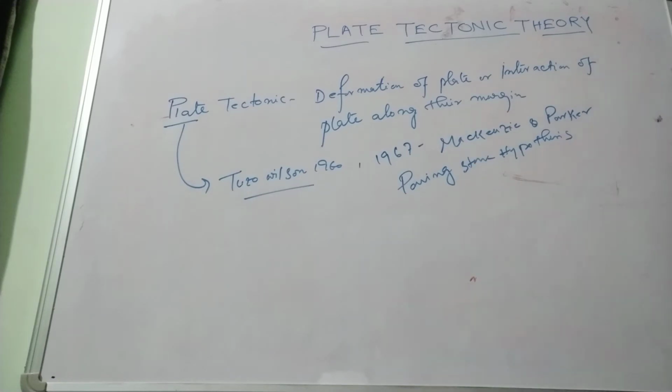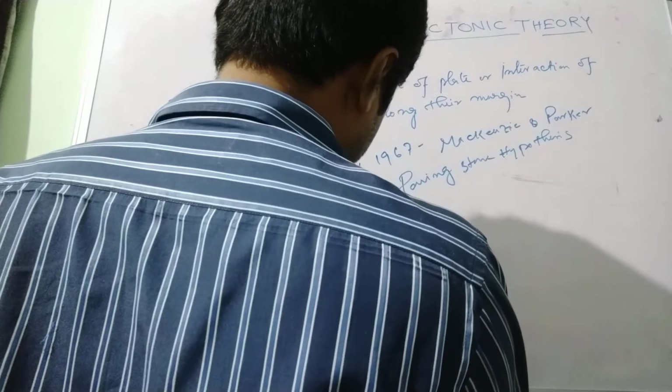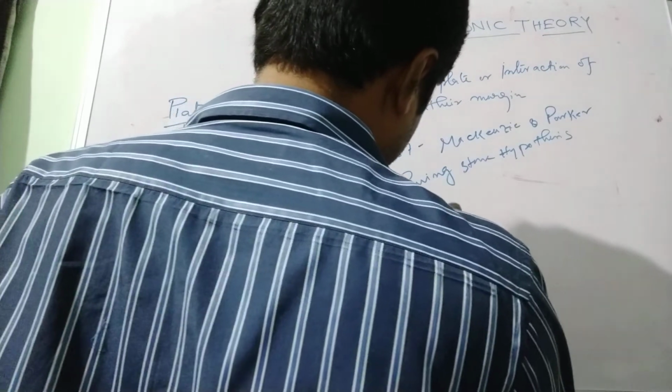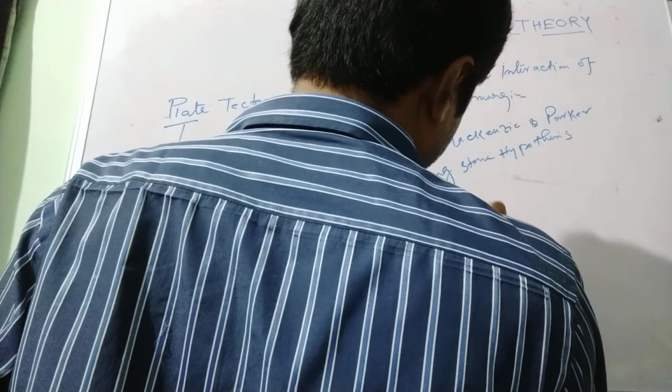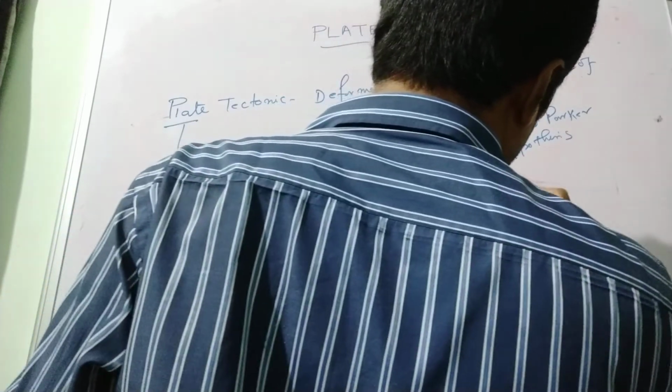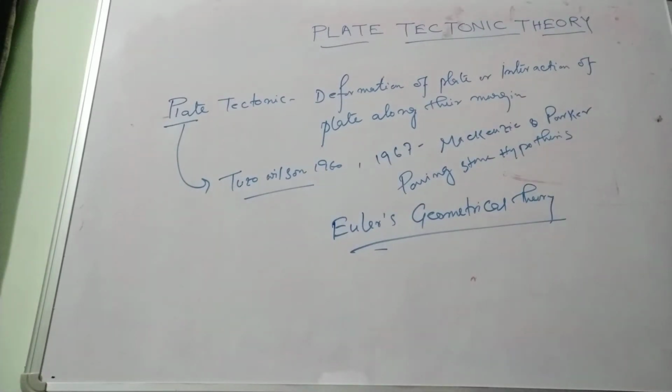And this theory is represented through Euler's geometrical theorem. According to this theorem, if we consider the Earth as a sphere, the plates of the lithosphere can be moved to another position on the surface by rotation along its axis.